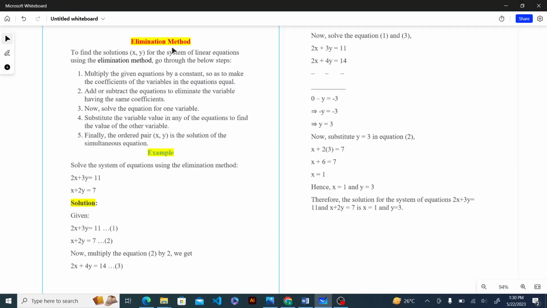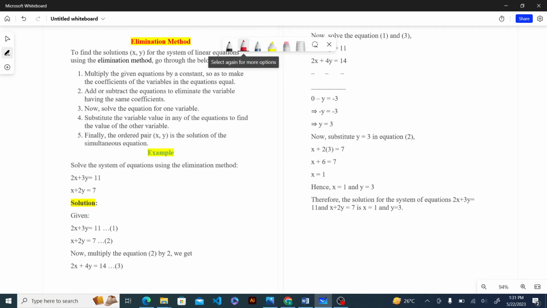Today's topic is elimination method. As you all know, in our previous video, we did a method to solve simultaneous linear equations. That was substitution method. And now we have a second method to solve simultaneous linear equations, that is called elimination method. So let's start our lecture. The first thing to understand is how to find the solution by using elimination method.